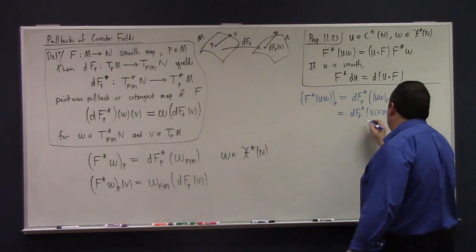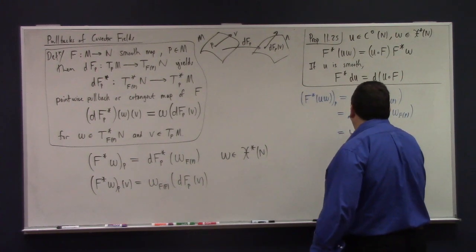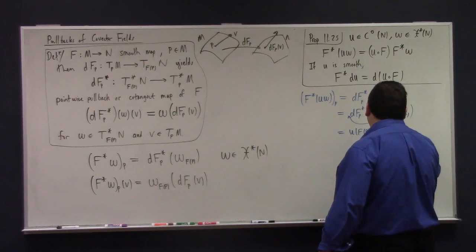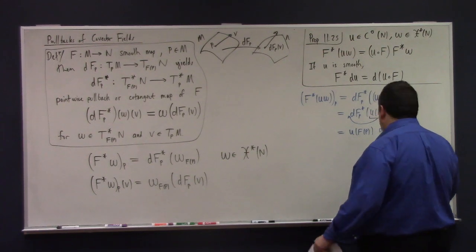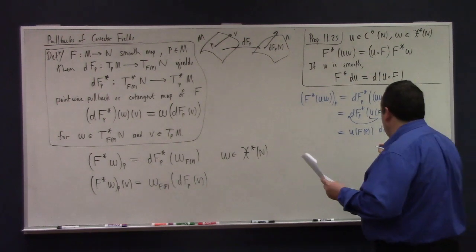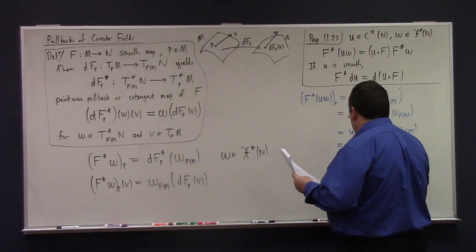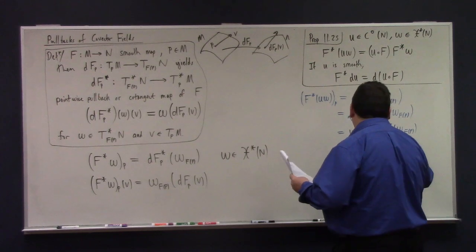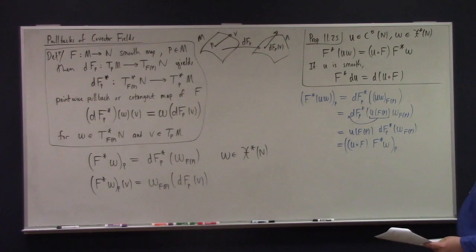And then, because the differential is homogeneous, you can pull this out. So you get u of f of p times the pullback of omega at f of p, which is exactly u composed with f times f pullback omega, all at the point p. I'm skipping a step, but I think the step is obvious. So there you go. That's the first thing.